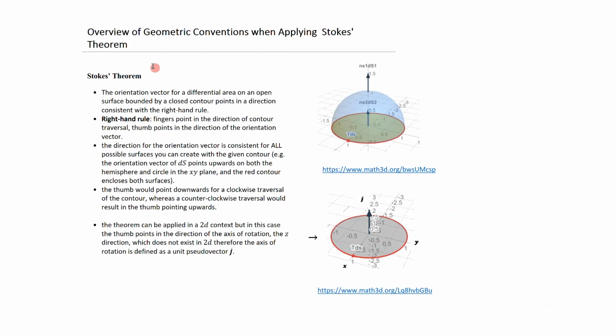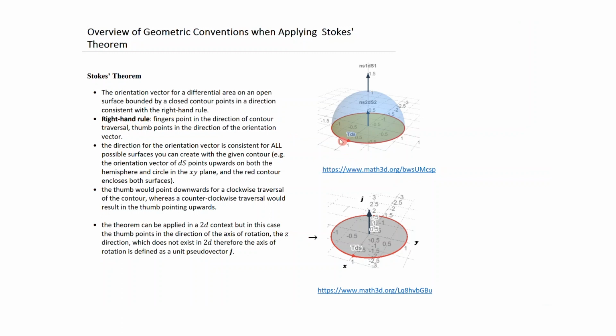All right, so what about Stokes' theorem? Stokes' theorem is a little bit different, so let's illustrate this using two specific cases, the 3D case and the 2D case. For the 3D case, I've got a little picture here on the right to depict what is going on. Let's look at the individual items here. First is the orientation vector for a differential area on an open surface. Open basically means that it doesn't bound a volume, it's just an open surface. It's bounded by a closed contour, and it points in a direction consistent with the right-hand rule.